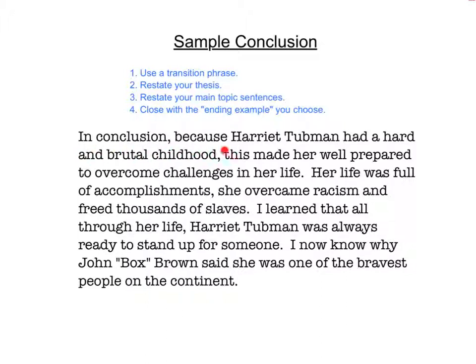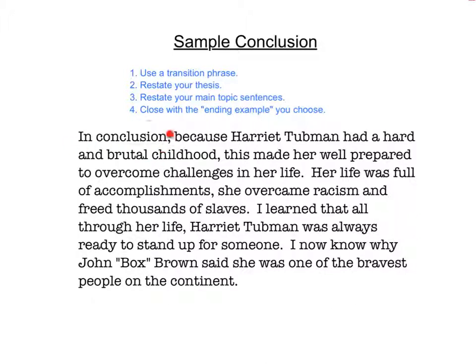In conclusion, because Harriet Tubman had a hard and brutal childhood, this made her well prepared to overcome challenges in her life. Her life was full of accomplishments. She overcame racism and freed thousands of slaves. I learned that all through her life, Harriet Tubman was always ready to stand up for someone. I now know why John Brown said she was one of the bravest people on the continent. All right, so where is everything?